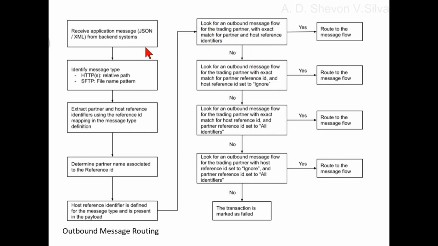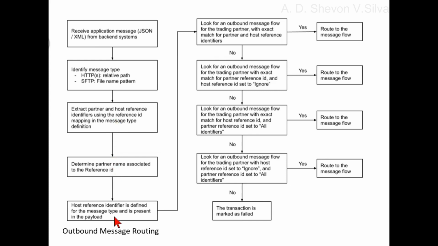Here you can see a receive application message, JSON or XML, from backend systems, and it is connected to identify message type: HTTPS relative path, and SFTP file name pattern. It is connected to extract partner and host reference identifiers using the reference ID mapping in the message type definition. It is connected to determining the partner name associated with the reference ID.